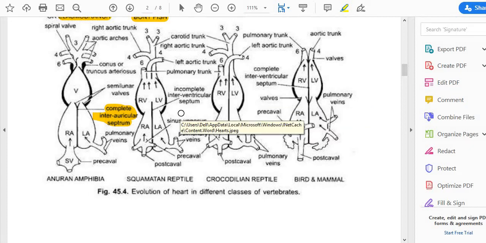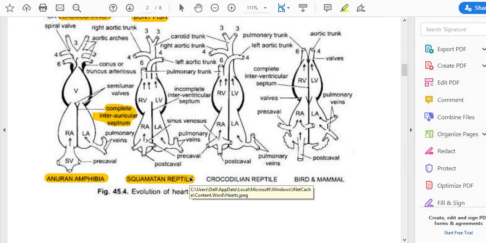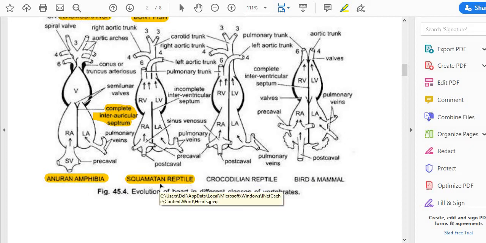So now let us see how the reptilian heart is present. So far we saw this annelid heart. Now let us see the reptilian heart. Here, for the reptilian heart, we are taking the example of the garden lizard. This is Squamata. Squamata refers to lizards. So this is the lizard heart.